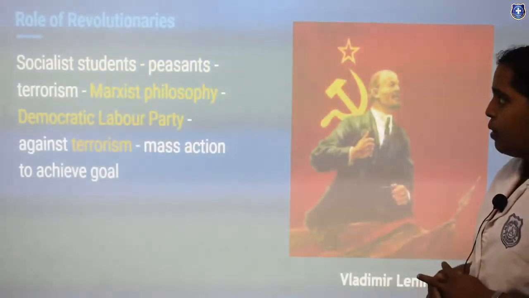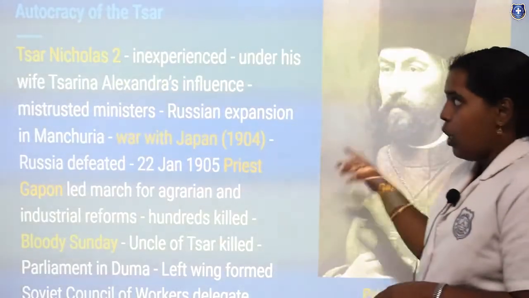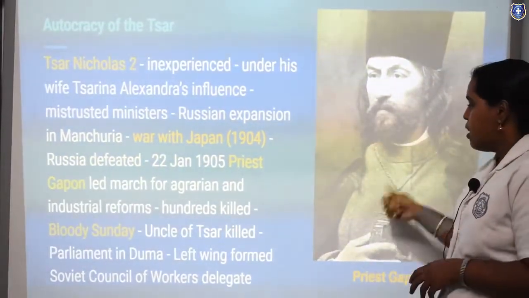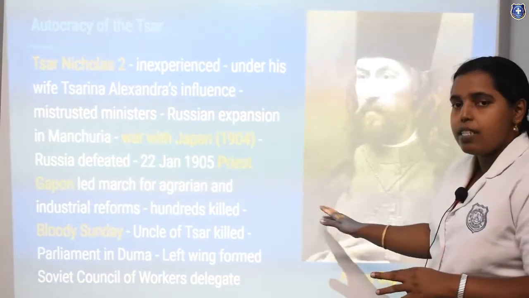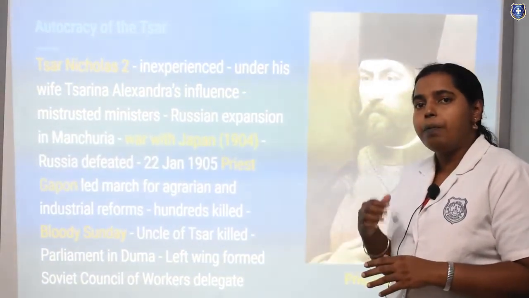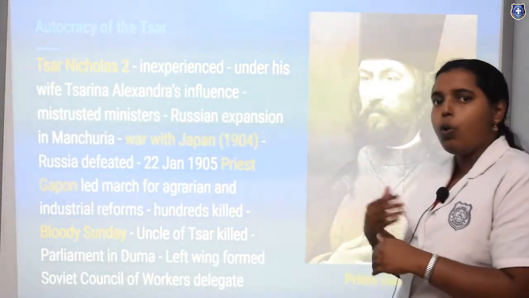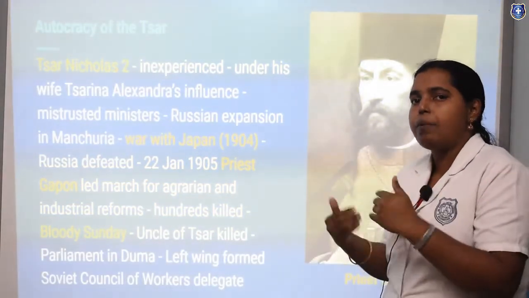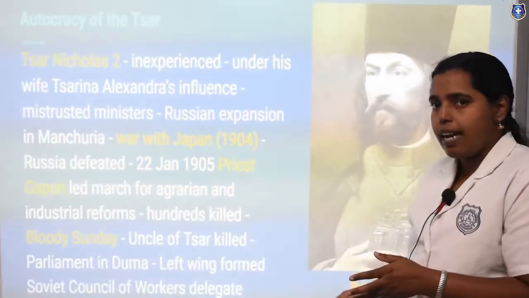The next topic you can see is the autocracy of the Tsar. The word autocracy itself shows that the Tsar was a ruler who actually abolished serfdom and gave the peasants their properties and the lands.